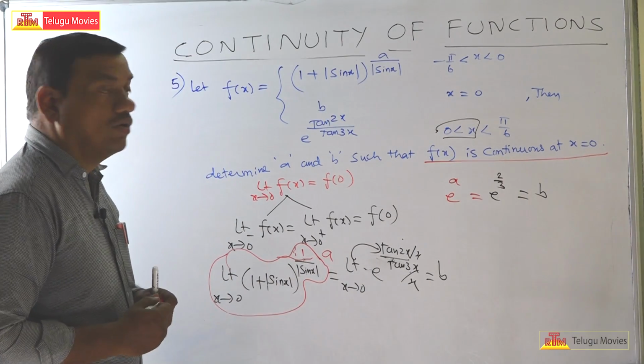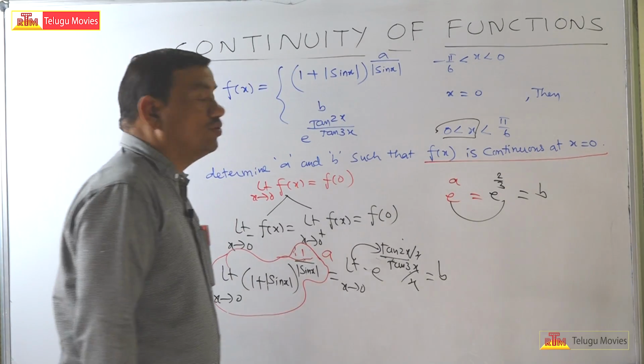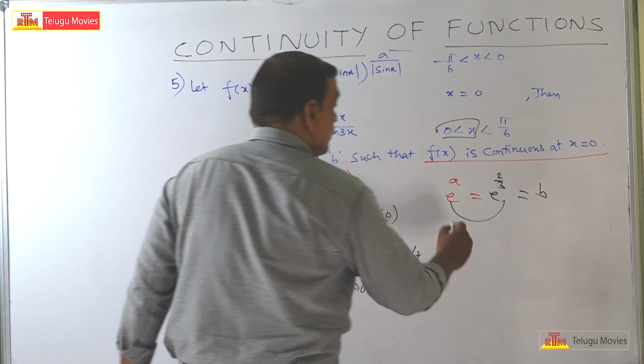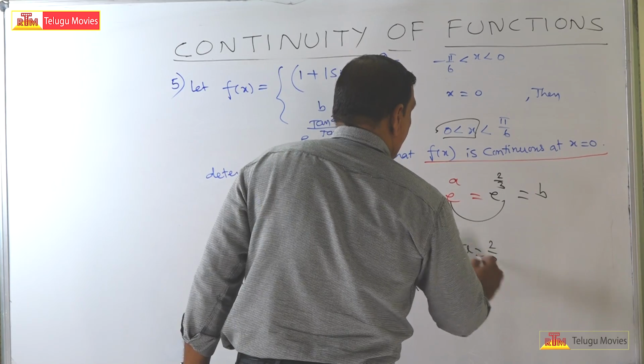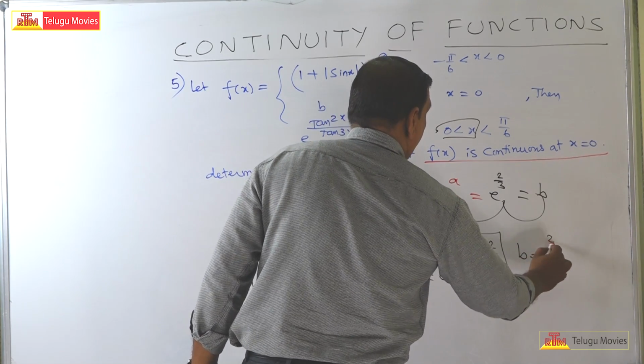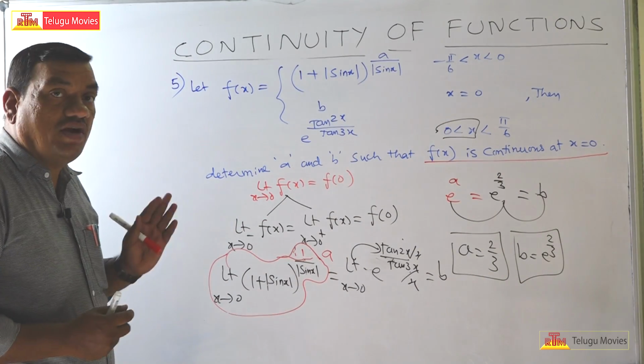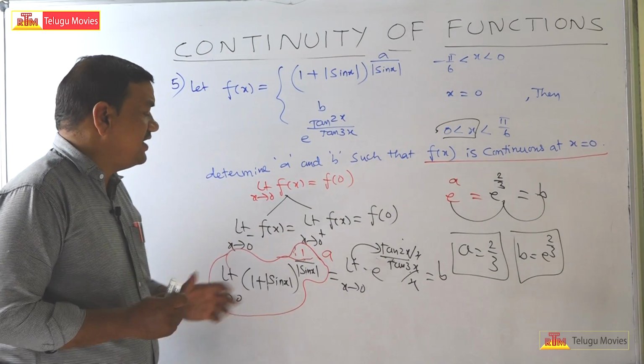Understand this? Now compare these two. e power a is equal to e power 2 by 3. Therefore, a is equal to 2 by 3. Compare the other quantity: b is equal to e power 2 by 3. So these are the answers for a value and b value. So, a very, very easy problem.